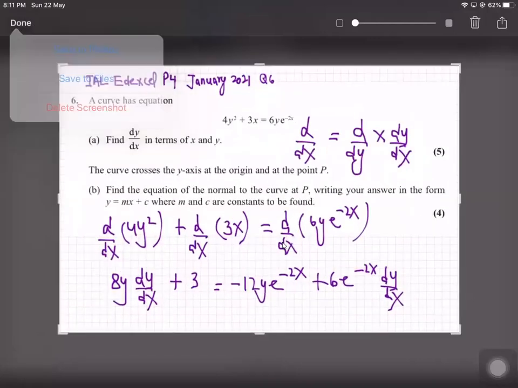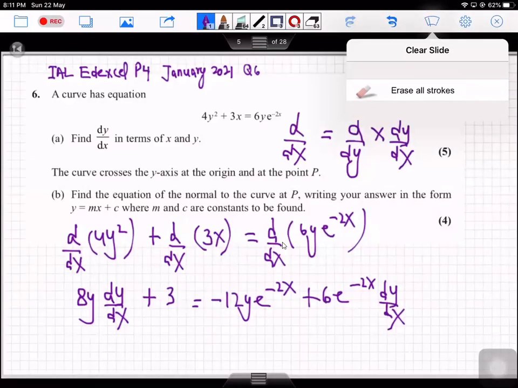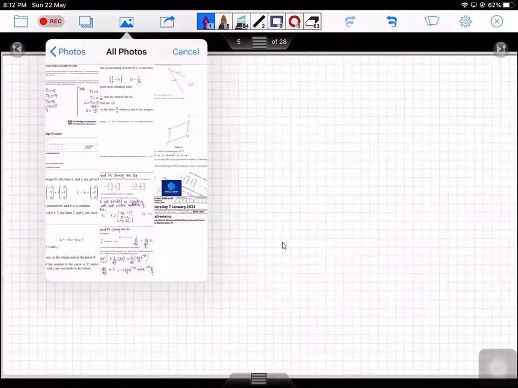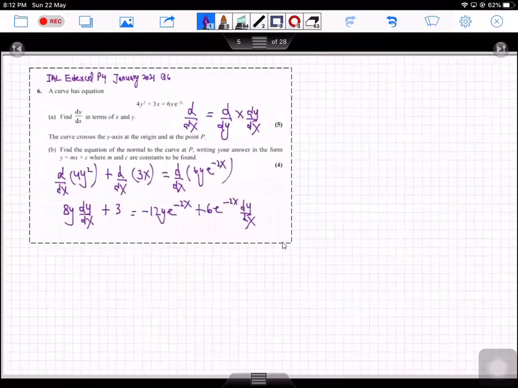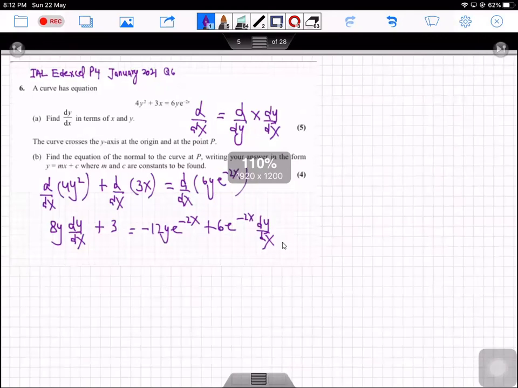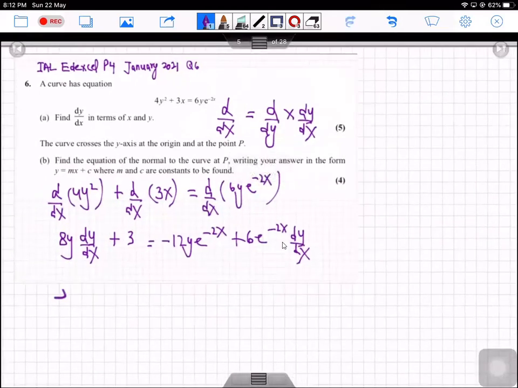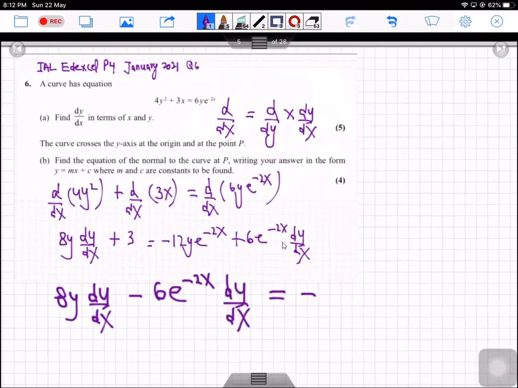So the terms which are related with dy over dx, as you can see, will be arranged on one side of the equation, and the terms which are not related to dy over dx will be arranged on the other side of the equation. So 8y multiplied by dy over dx minus 6e raised to the power minus 2x multiplied by dy over dx is equal to minus 12y e raised to the power minus 2x minus 3.